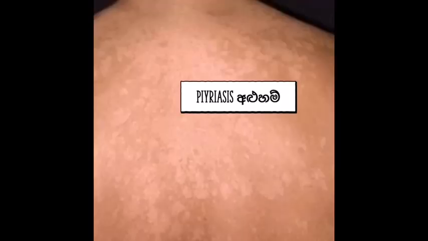Next we'll discuss fungal diseases. First one, pityriasis. Method of spread: contact with an infected person or through clothes of an infected person. The pathogen enters the body through skin.